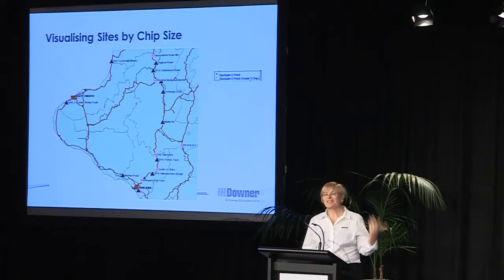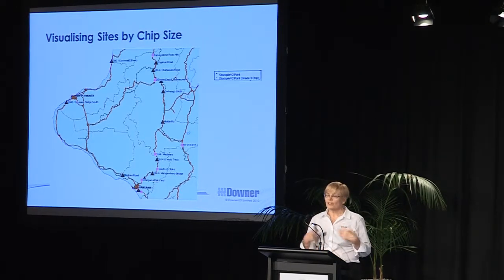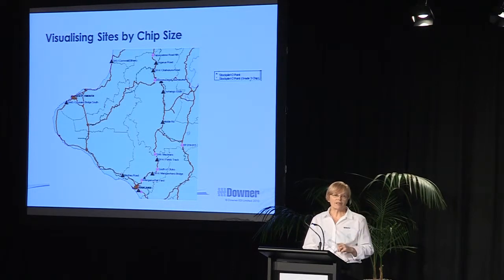Once the stockpile sites are in the asset register, we can then query on them. We can do queries about how much material's out on a particular stockpile site, which sites have a grade 3 chip, which sites are handiest to the ones that we're going to be using in our treatments. This map shows all the grade 3 sites are pink, and the black sites are the ones that have chip but of a lesser grade or a lesser quantity than I'm needing for a particular site.